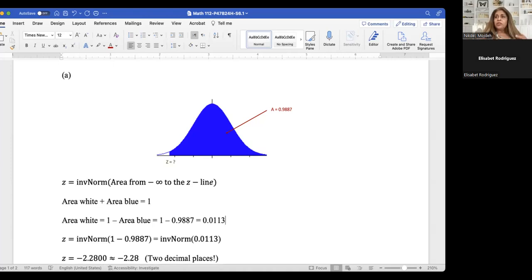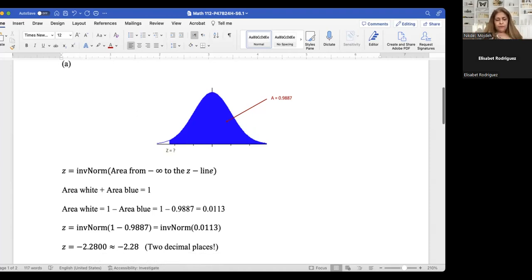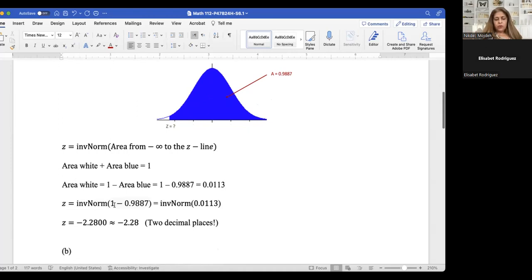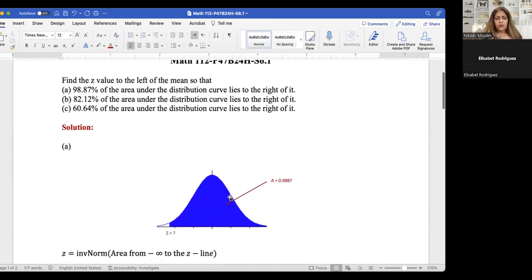Understand? I'm using the same strategy that I use with the other problem. So Z equals inverse norm of 1 minus 0.9887, inverse norm of 0.0113. Inverse norm is under distribution. I think it was on item either number 3 or number 4. I showed you that already. Do you want me to show it again where inverse norm is? Yes, inverse norm, yes.